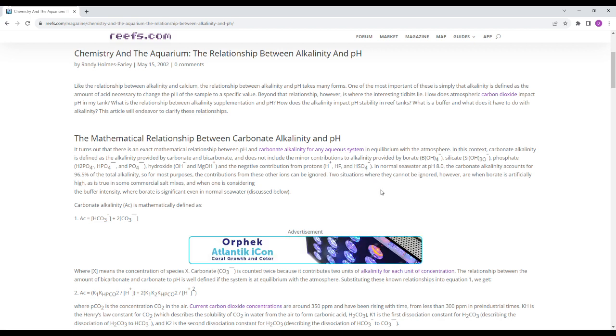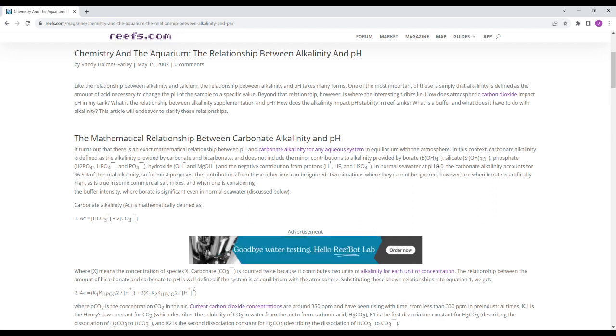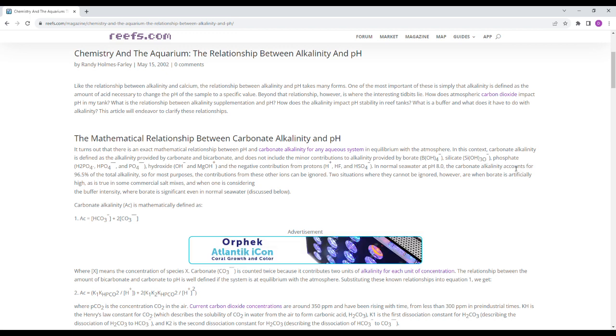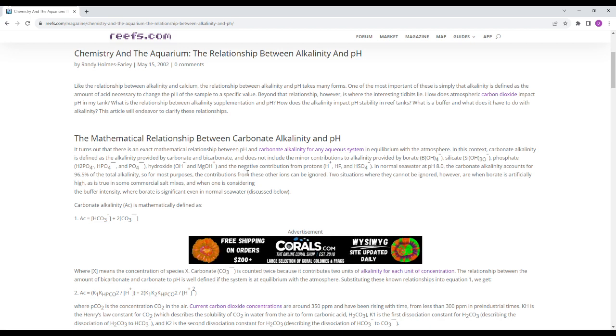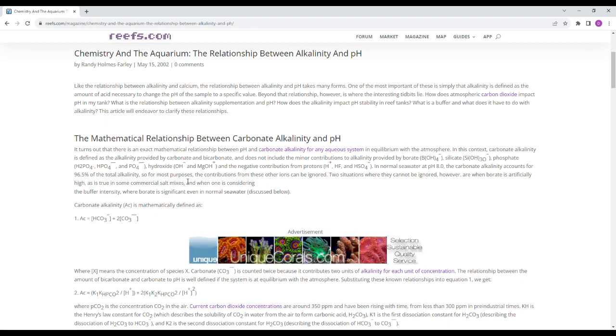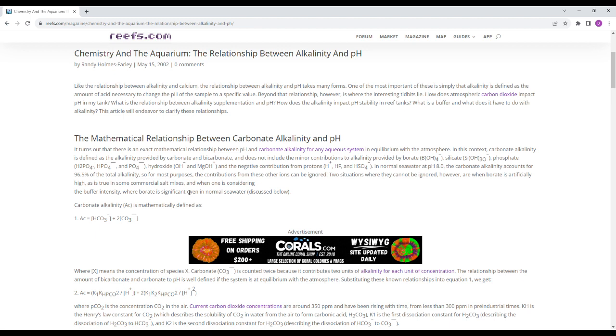In normal seawater at pH 8.0, the carbonate alkalinity accounts for 96.5% of total alkalinity. So for most purposes, the contributions from these other ions can be ignored. Two situations where they cannot be ignored, however, are when borate is artificially high, as is true in some commercial salt mixes, and when one is considering the buffer intensity, where borate is significant even in normal seawater. We'll discuss it below.